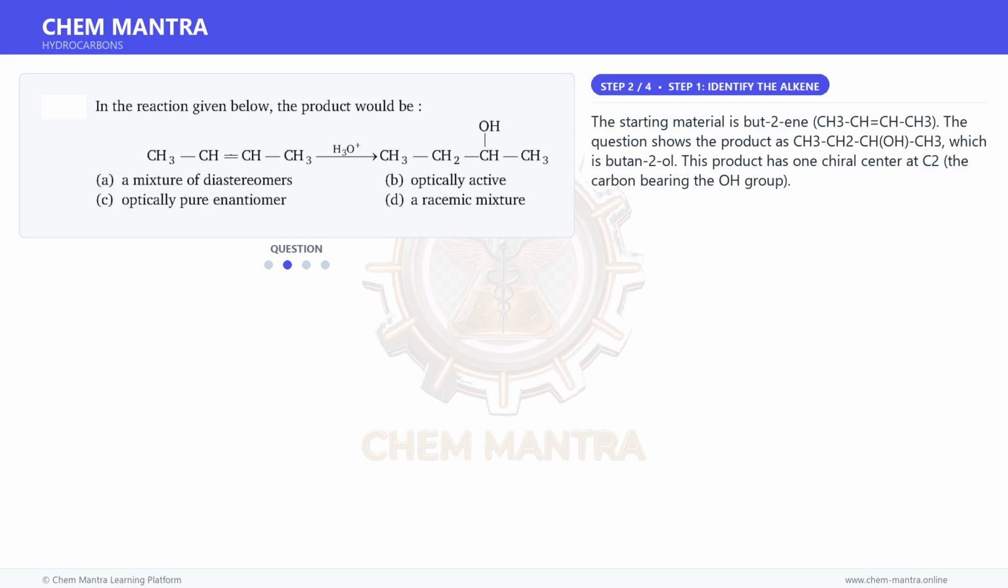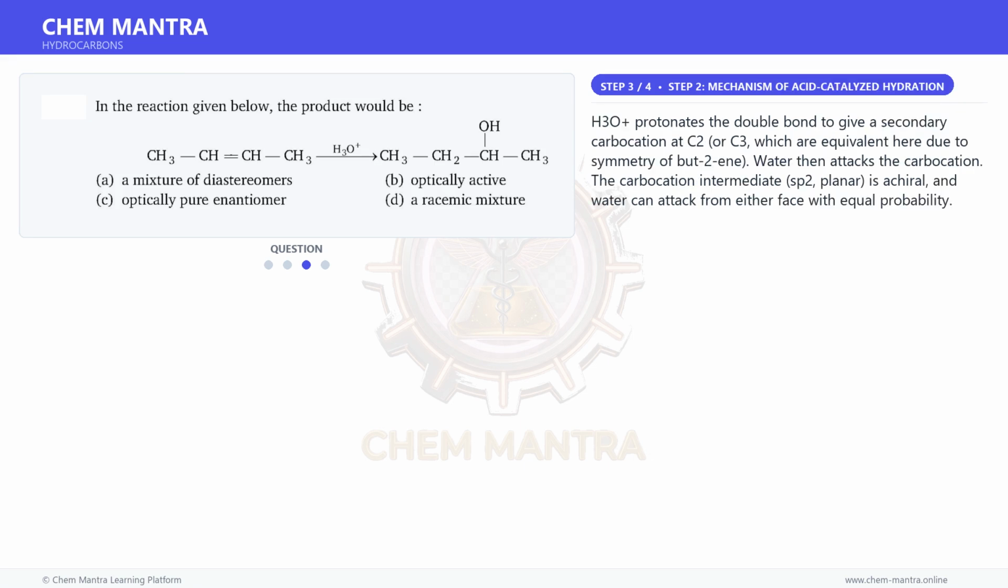Moving on to the next step. The starting material is but-2-ene, CH3-CH=CH-CH3. The question shows the product as CH3-CH2-CH(OH)-CH3, which is butan-2-ol. This product has one chiral center at C2, the carbon bearing the OH group.